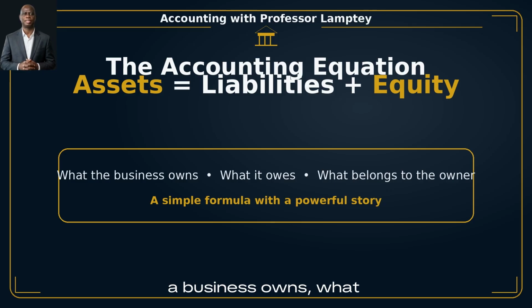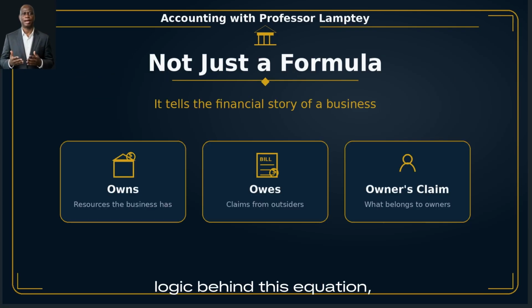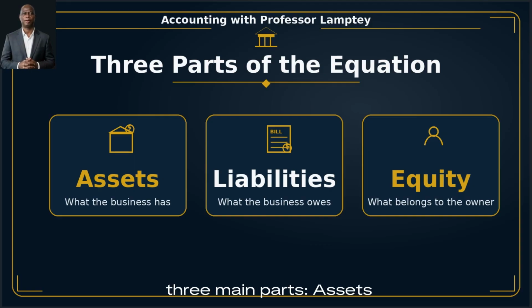It tells us what a business owns, what a business owes, and what belongs to the owner. If you understand the logic behind this equation, many future accounting topics will become much easier to learn. So today, we are not just going to memorize the equation, we are going to understand the story behind it. Let's begin. The accounting equation has three main parts: assets, liabilities, and equity. Let's break them down one by one using simple business language.